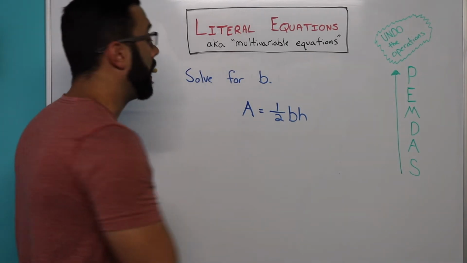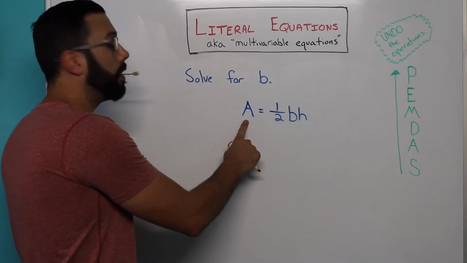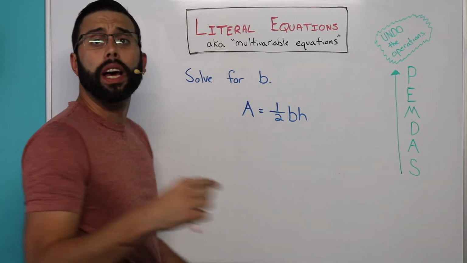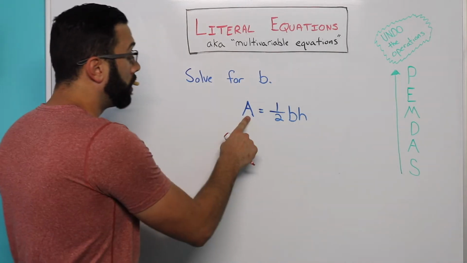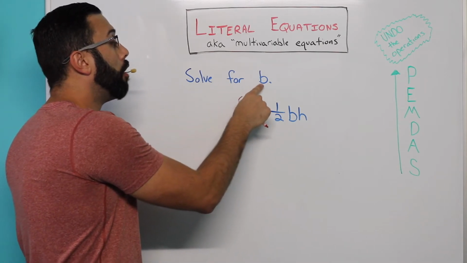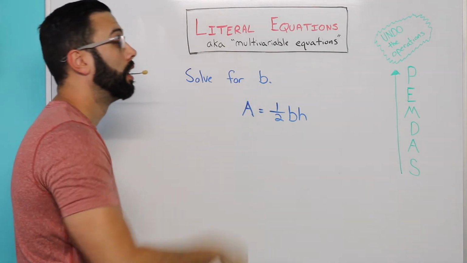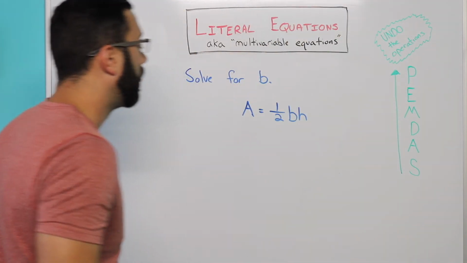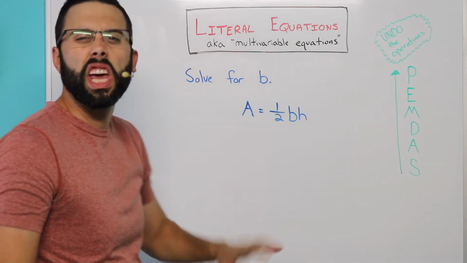In this example right here, we have the formula for the area of a triangle. A equals 1/2 base times height. It's already in terms of A, the area. This says we want to solve it in terms of b. So what we're going to do is the same thing, undo the operations. But one little thing: I have a half. I hate fractions.